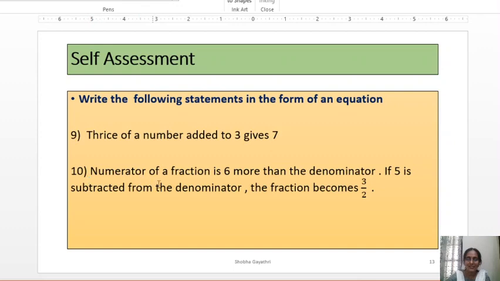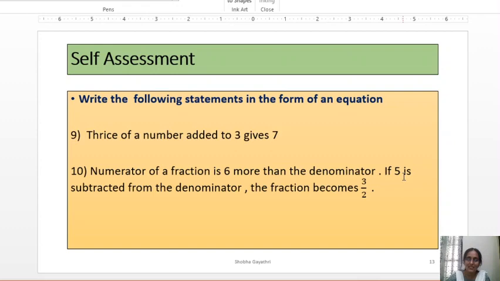The 10th question is, the numerator of a fraction is 6 more than the denominator. It is a fraction. The numerator is depending upon the denominator. So assign the variable x for the denominator. Your numerator is 6 more than the denominator. It is 6 plus x, right?